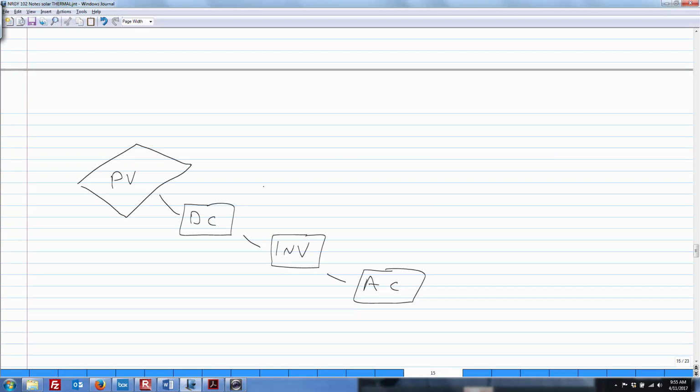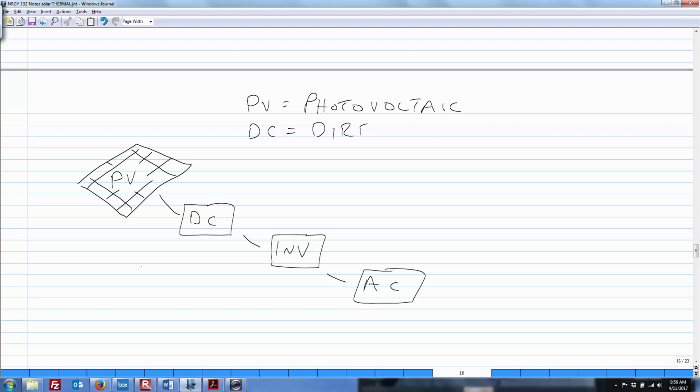All right. Here are the basic components of a solar panel. So this is your PV panel, and what's coming out of this is DC, direct current. So PV equals photovoltaic. DC equals direct current. This is Thomas Edison, his favorite. And INV equals inverter. And then AC equals alternating current.